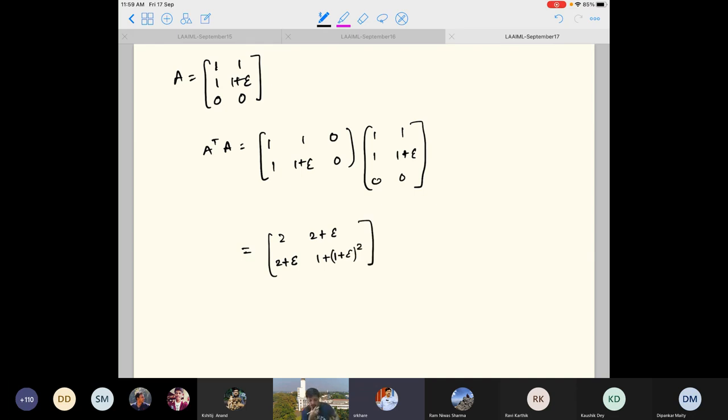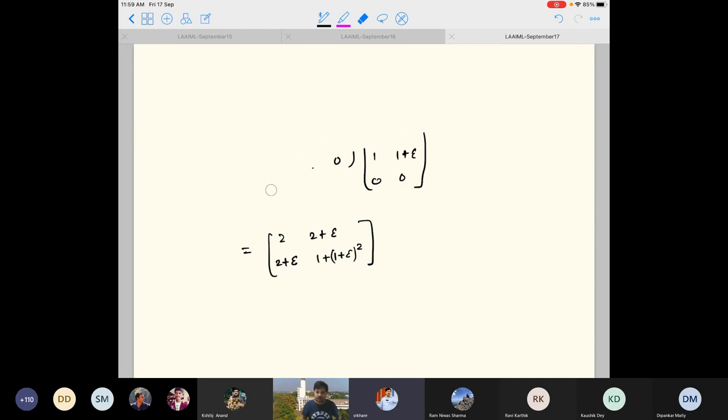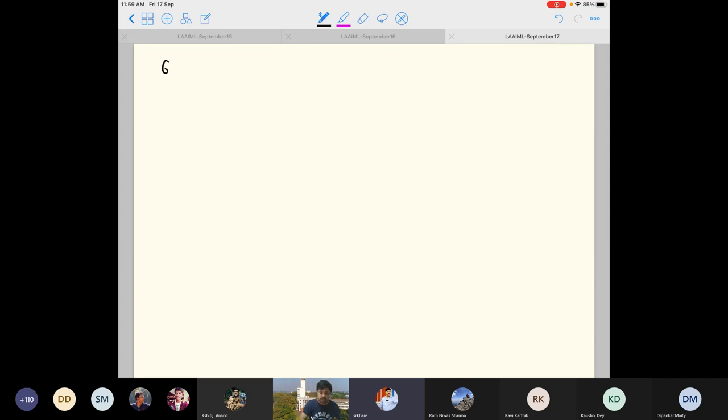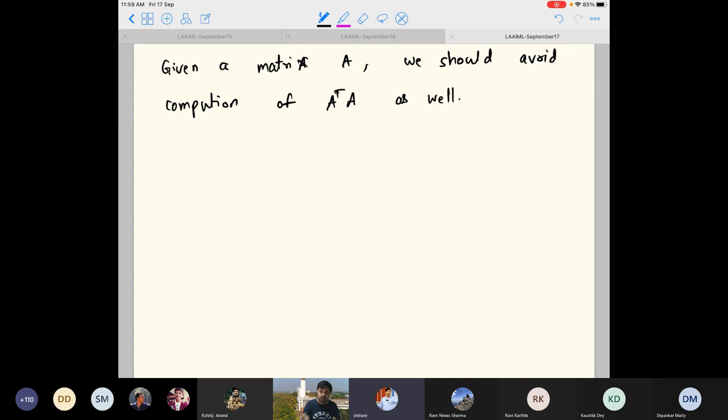It will come something like this, no? So no, this is not the example. Just forget it. I will give that example once again, and I will show you why you should not compute A transpose A also. So given a matrix A, we should avoid computing A transpose A as well. Why we should do that, we will see. I'll give that example.